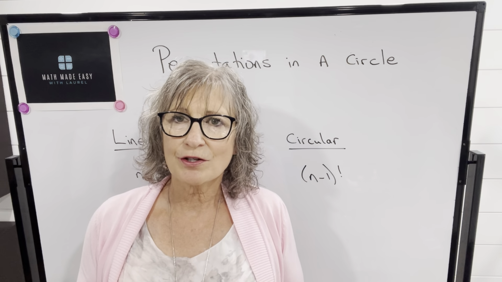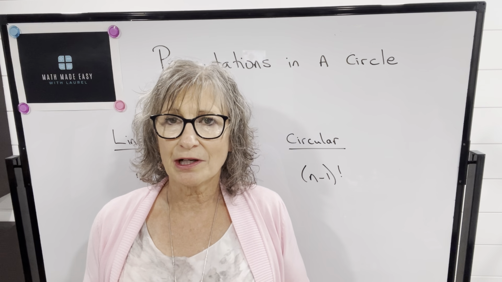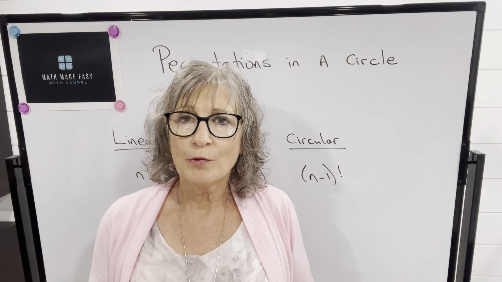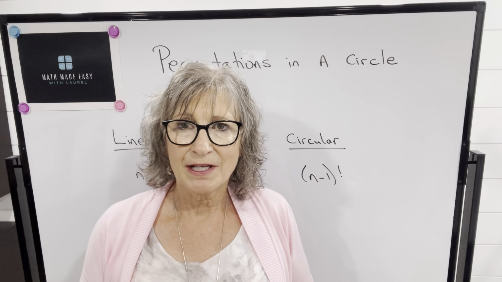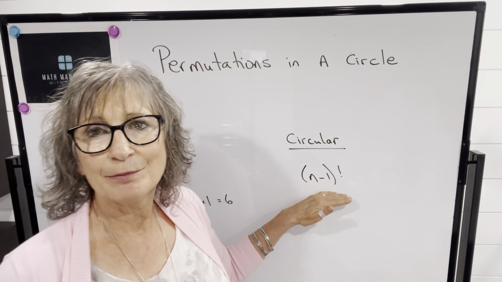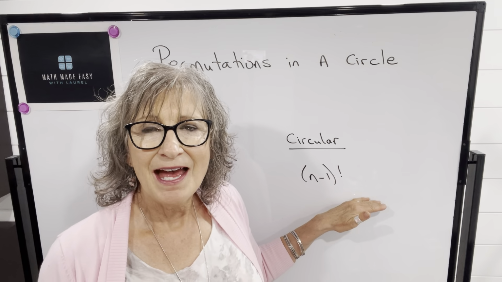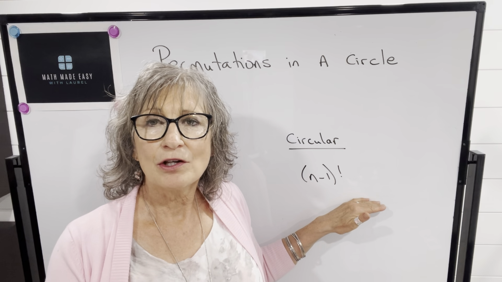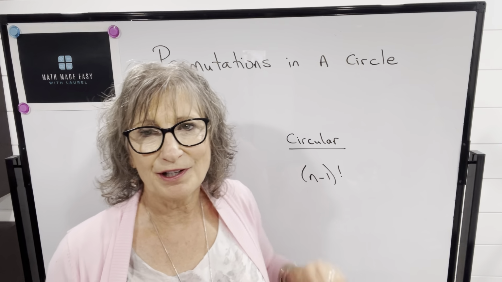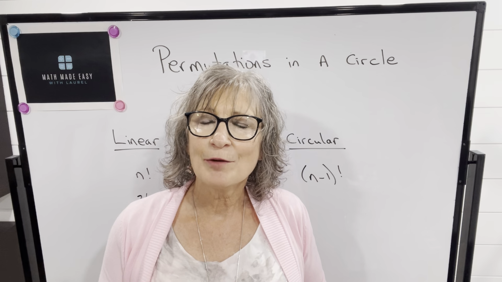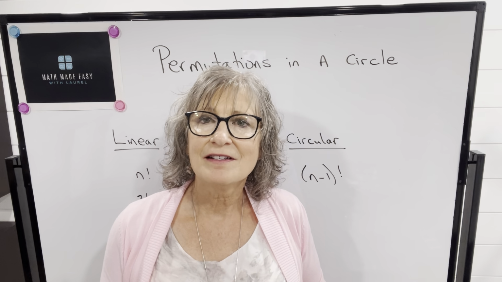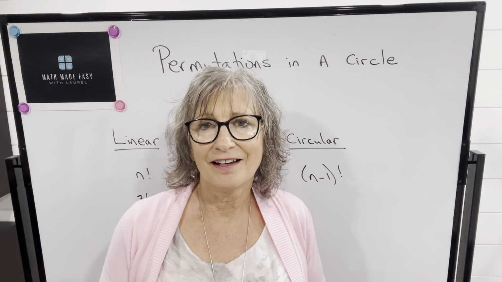However, if those objects are arranged in a circle rather than a line, there's fewer arrangements or permutations. The formula for that is n minus 1 factorial, and I want to look at some examples to see where this formula comes from. So let's see how many ways we can arrange 3 Skittles in lines and in a circle.